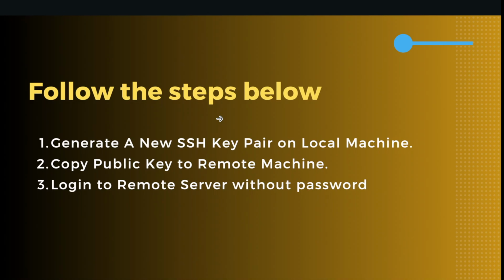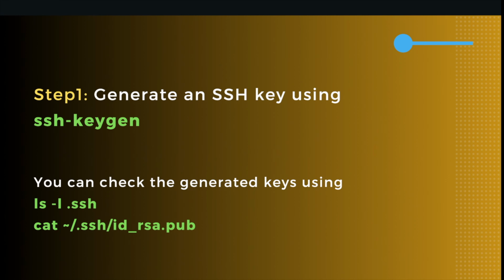So it's a 3-step process. First is to generate a new SSH key pair on the local machine. Local machine means the machine from which you will be accessing the remote server. Second, copy the public key to the remote machine, which will be done via a command only. Third, log into the remote server without a password. So it's really very simple. Start with the first process.